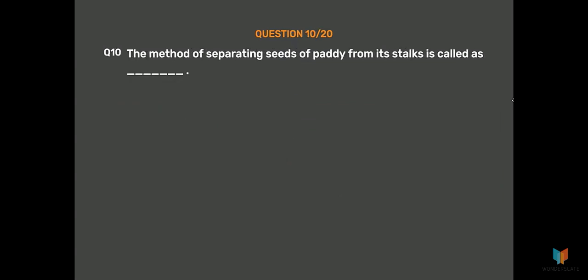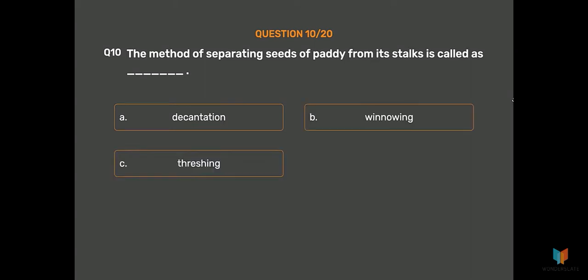Question number 10. The method of separating seeds of paddy from its stalks is called as underscore. Option A. Decantation. Option B. Winnowing. Option C. Threshing. Option D. Sieving.